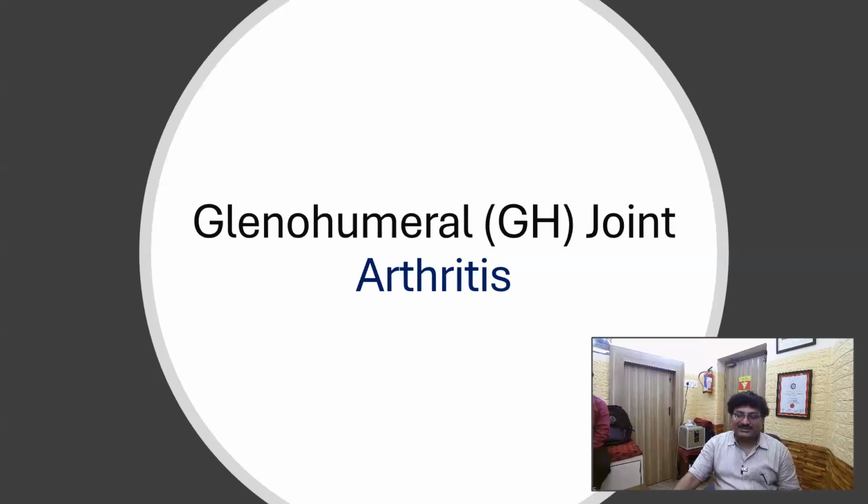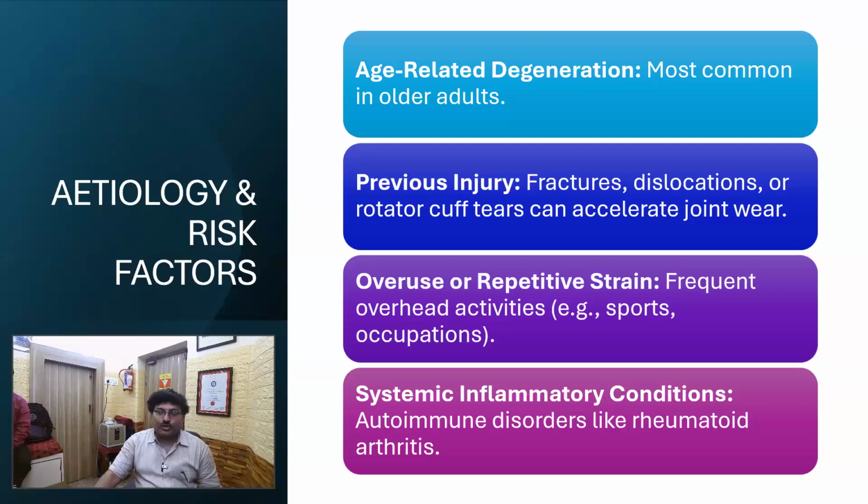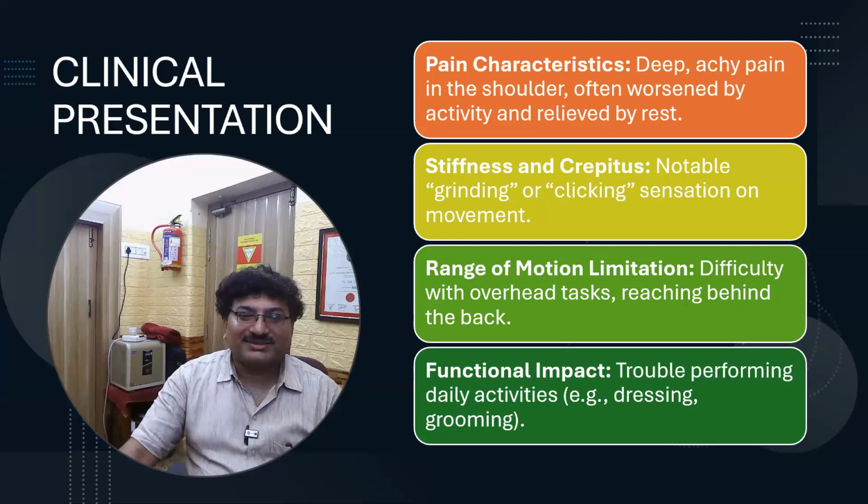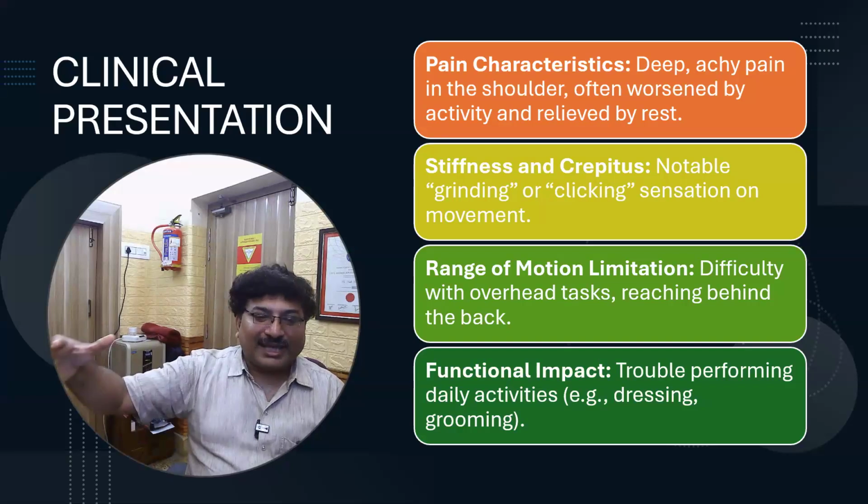Glenohumeral arthritis is another big problem. It could be age related. It could be associated with a previous injury or trauma. Sometimes it could be because of overuse or repetitive activities like sports or some occupations, or sometimes rheumatoid arthritis or systemic inflammatory arthritis can also give rise to glenohumeral arthritis. Now, in glenohumeral arthritis, there is deep, achy pain in the shoulder, sometimes worsened by activity.